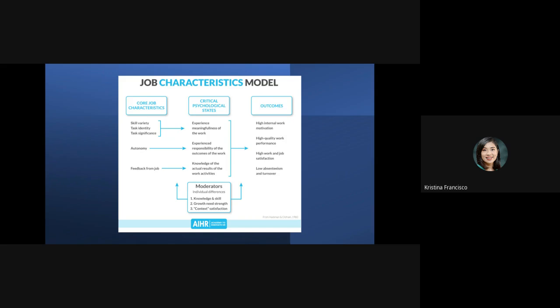And it is an interesting list. If the job is designed correctly, the model says that the worker will quite possibly be more motivated and more productive and have higher job satisfaction, while also being less likely to be absent or leave the organization. So those are the outcomes that we see: high internal work motivation, high quality work performance, high job satisfaction, and this is the one we want most of all, low absenteeism and turnover.